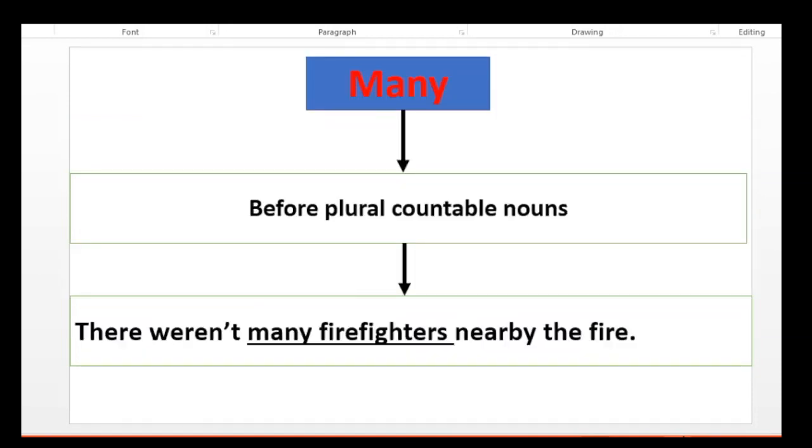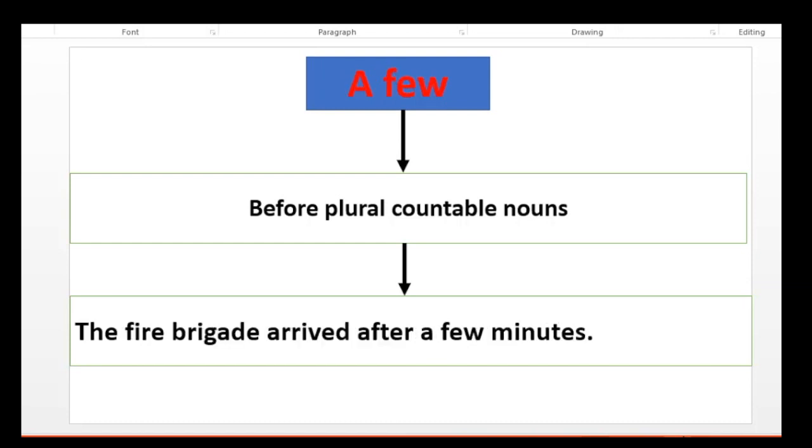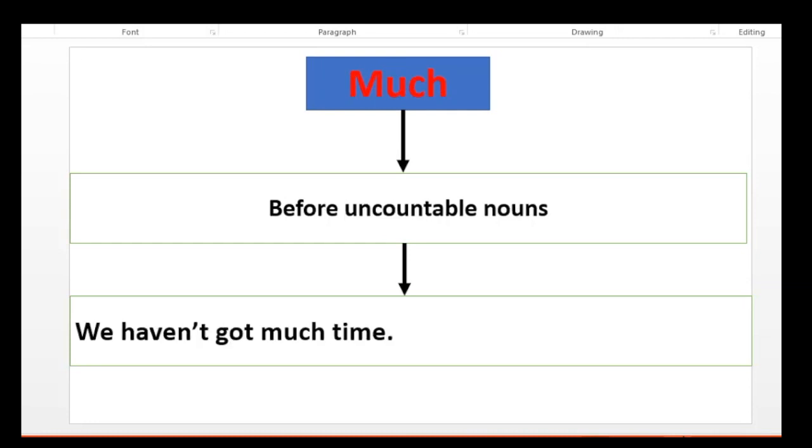Now, many. Many is used before plural countable nouns. There weren't many firefighters nearby the fire. A few. We use a few before plural countable nouns. The fire brigade arrived after a few minutes.